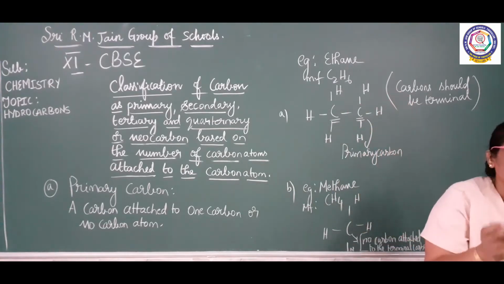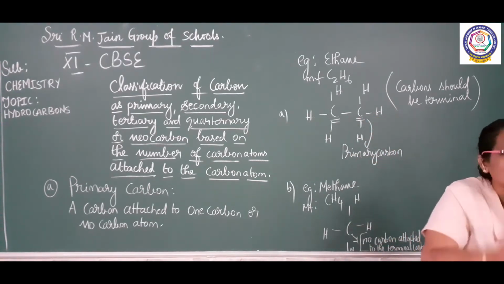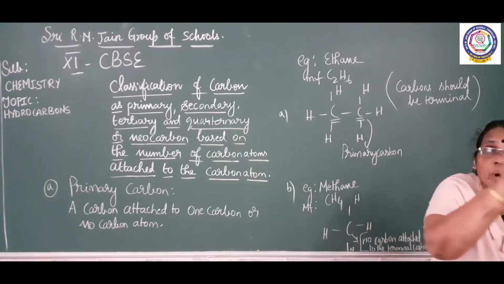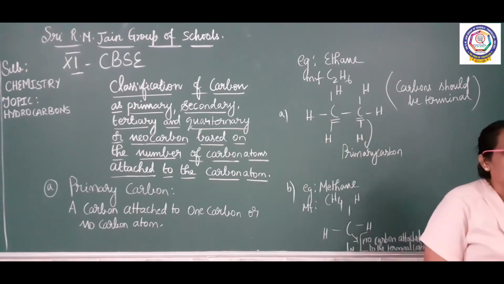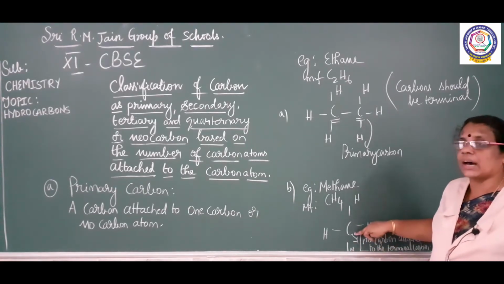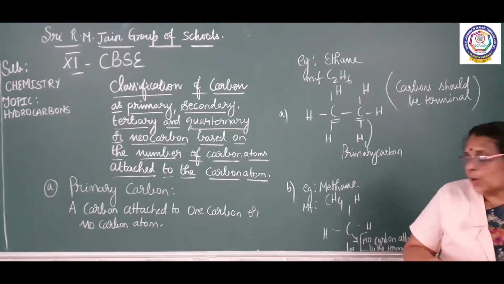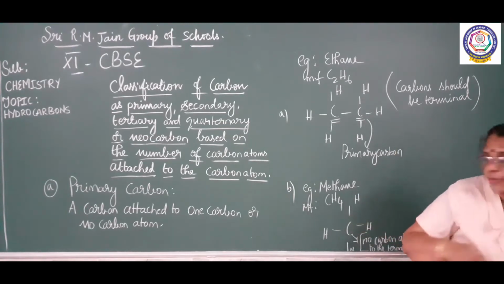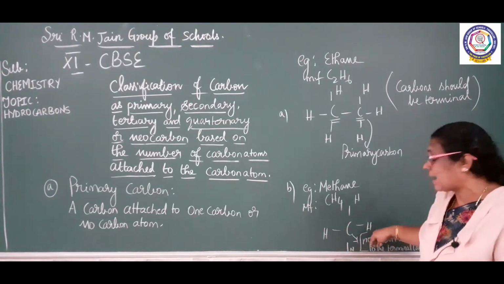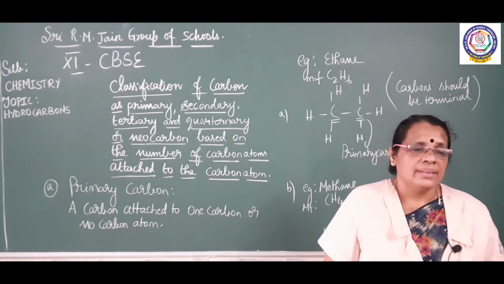In the first case, ethane, the terminal carbon has one carbon attached. Either one carbon can be attached or no carbon can be attached. In ethane, the terminal carbon is attached to one carbon, so we call it primary carbon. And a terminal carbon with no carbon attached: the very familiar example is methane, CH4, where carbon is in the center and all 4 sides are occupied by hydrogen. There is no carbon atom attached, so this carbon is also classified as primary carbon.